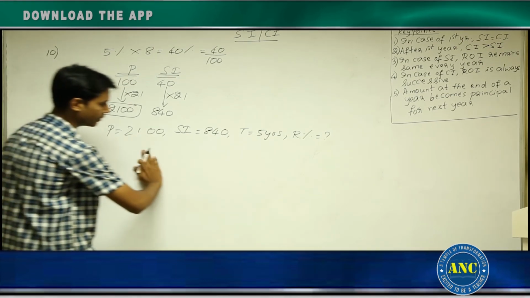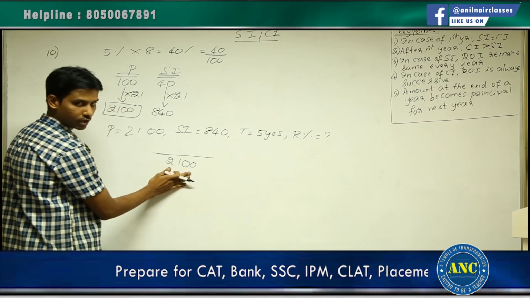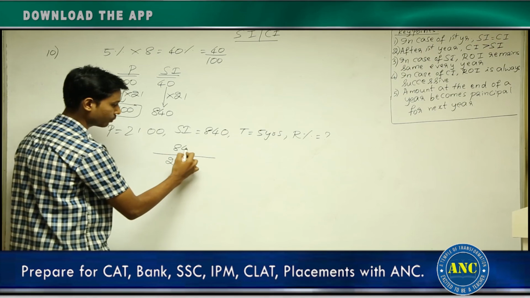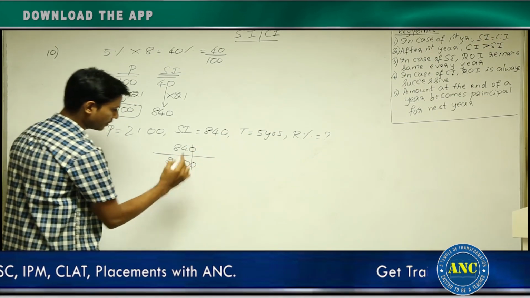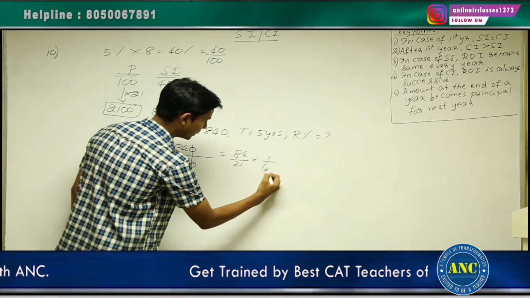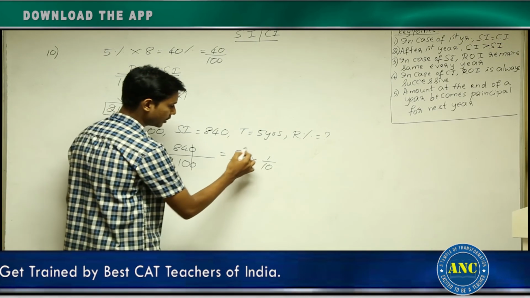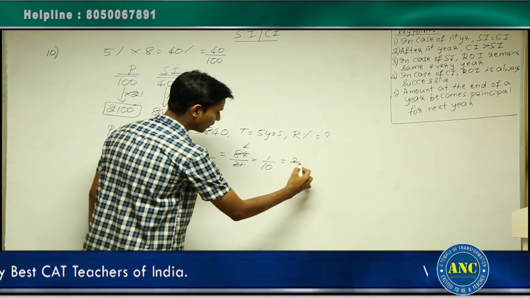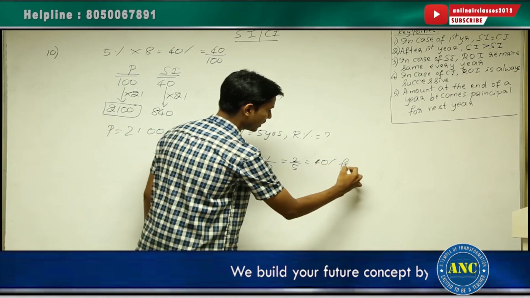Very simple. Don't use any formula. Please see here. Initially it was 2100. Upon 2100, there is an increase of 840 rupees and it is for 5 years. Remember that it is for 5 years. This I can write as 84 by 21 into 1 by 10. 84 by 21 is 4. 4 by 10 is 2 by 5. 2 by 5 is 40%. This 40% is for 5 years.